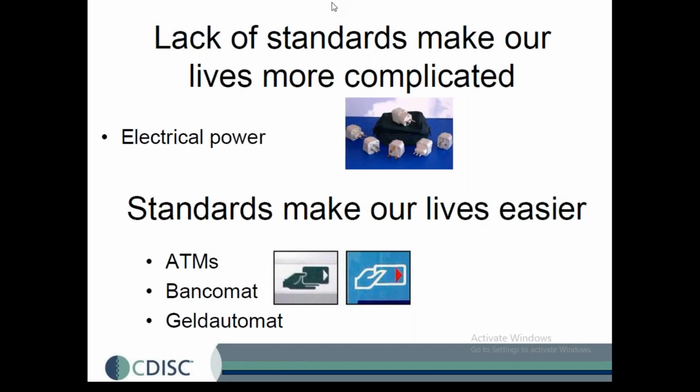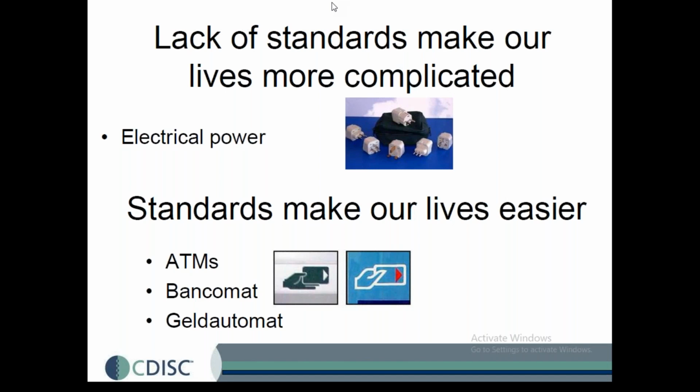Lack of standards makes our lives more complicated. For example, if you purchase a laptop in the US and bring it here, can you directly use that laptop? Can you charge it? No, right? Again, you need an adapter. Then only you'll be able to use that product, correct?